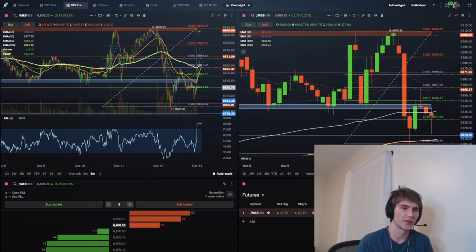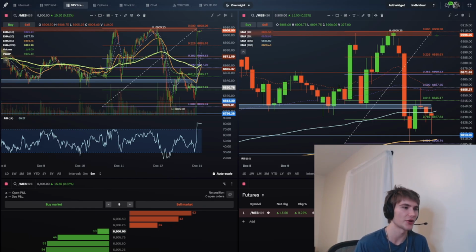So let's break this down and get it precise, so you have a more in-depth understanding of what MES and ES futures actually are while you're trading. So what is a futures contract? Futures are just standardized agreements to buy or sell the S&P at a set price in the future. No shares, no ownership, just pure exposure.